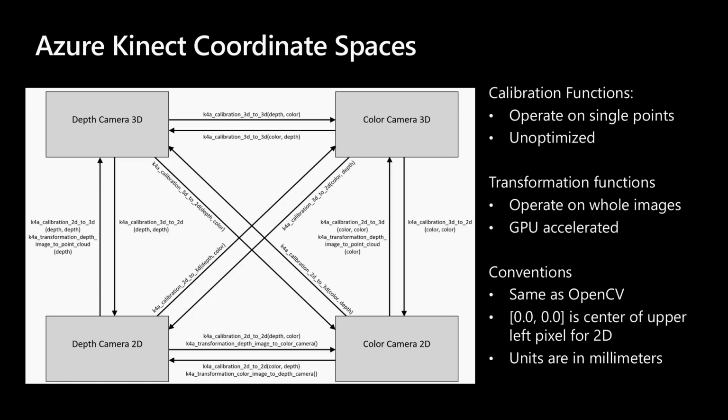We've also changed some of the conventions in Azure Kinect from Kinect for Windows. We're now the same as OpenCV, so OpenCV interop will be easier for those of you doing that. This means a couple of things. One, 0, 0 is the center of the upper left pixel in 2D. In Kinect for Windows, it would have been 0.5, 0.5. Units are in millimeters, and then as I talked about in the previous slide, y now points down and x to the right instead of y pointing up and x to the left.